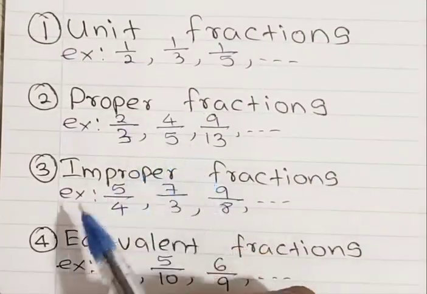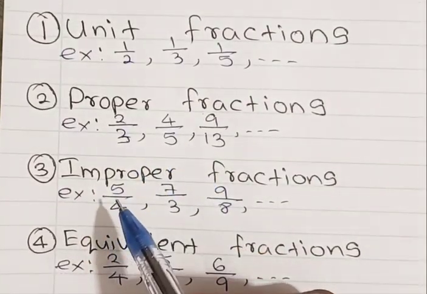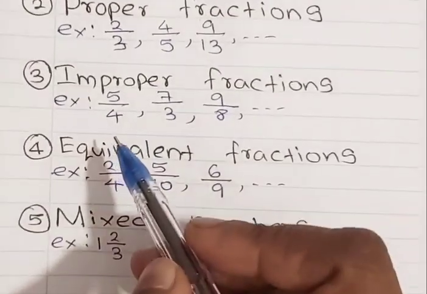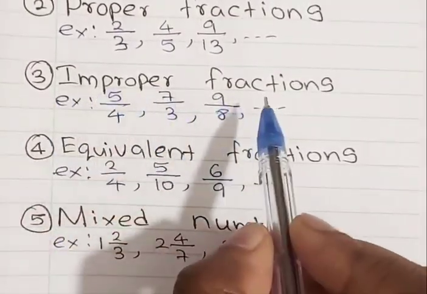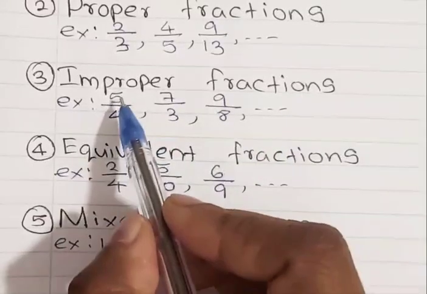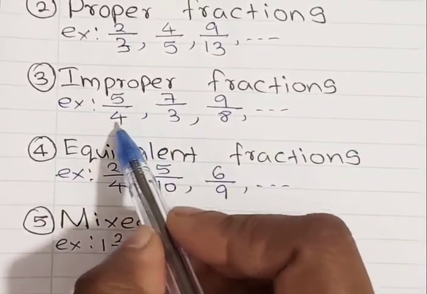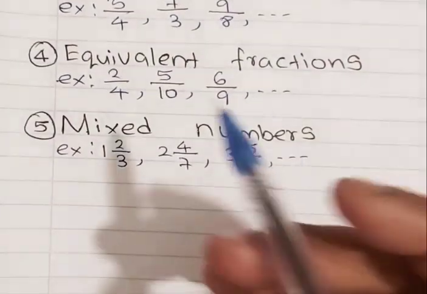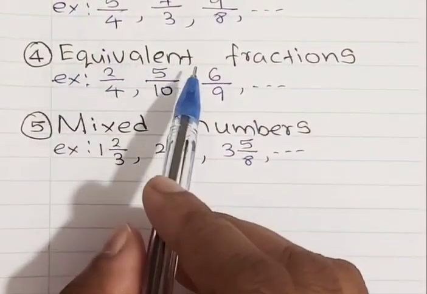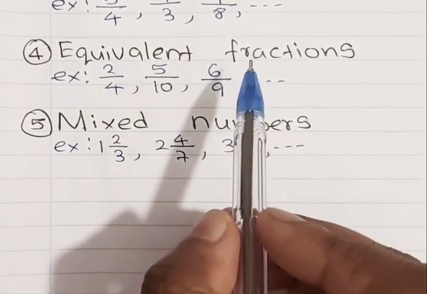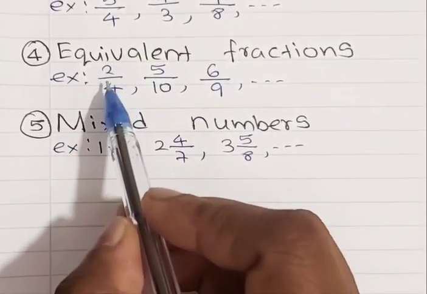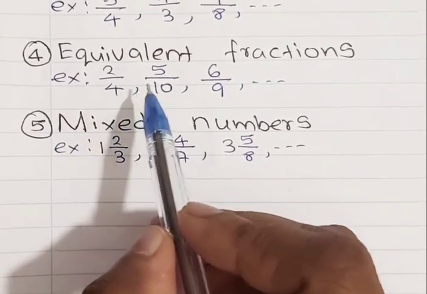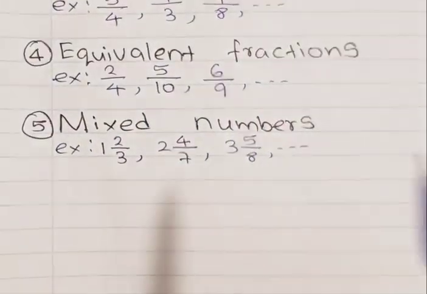And also we can go for the next type. The next one is improper fractions. Improper fractions mean the numerator is greater than the denominator, right? Okay, then the fourth type is equivalent fractions. Equivalent fractions mean there are common factors in the numerator and denominator.